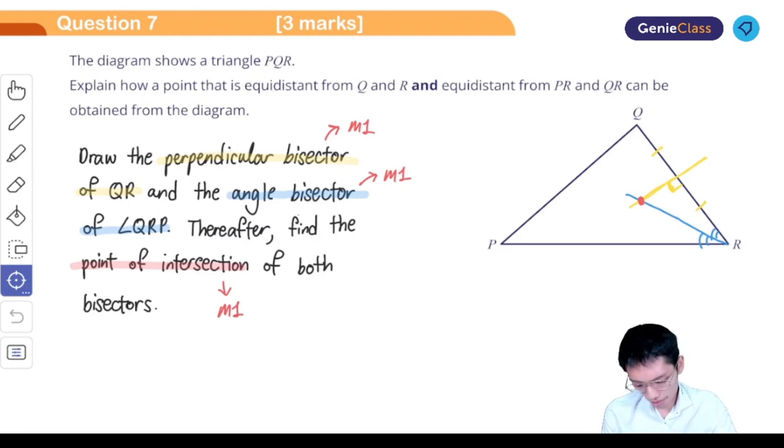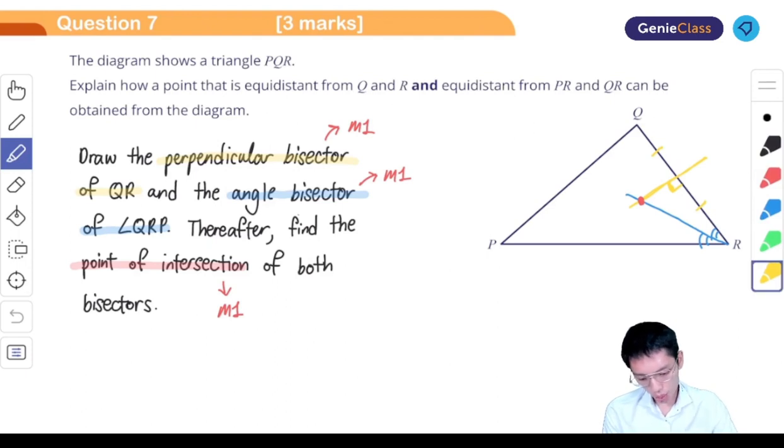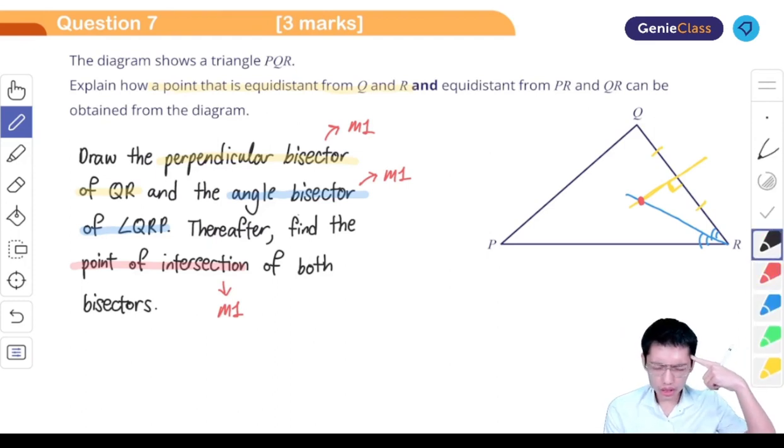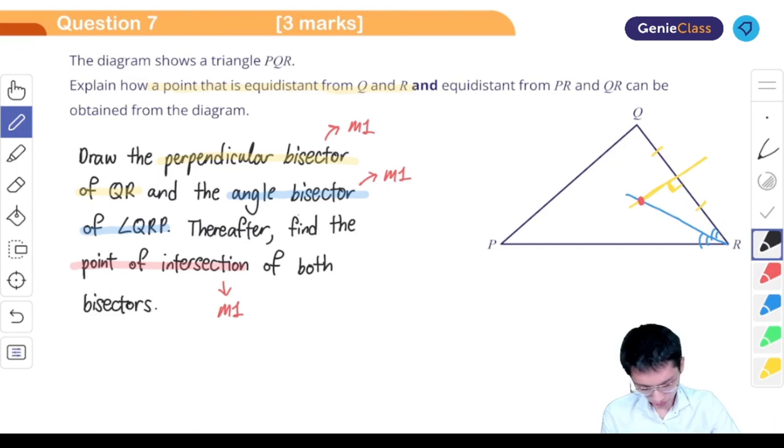So how do we stem from it? A point that is equidistant from Q and R. This part is actually what happens. Equidistant from Q and R. What are we drawing here? This part is actually your perpendicular bisector.